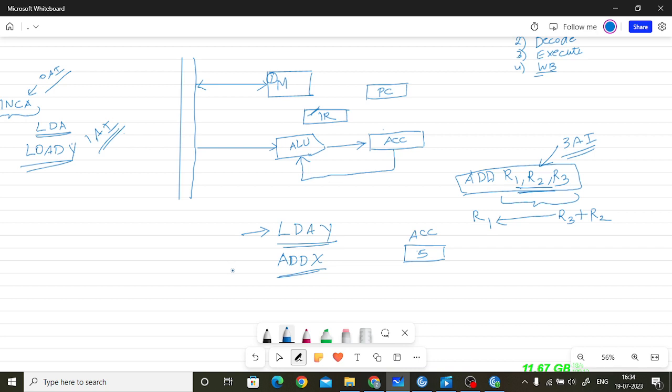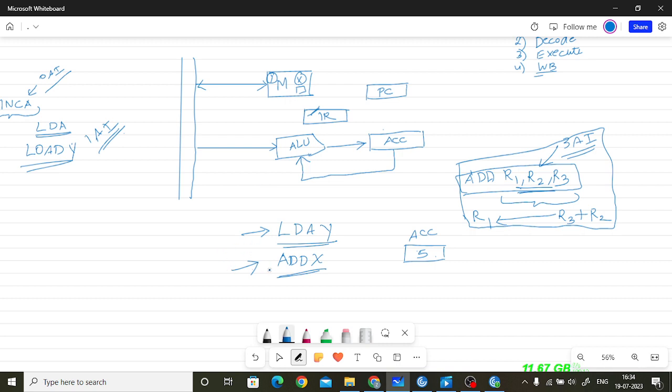after that we have given ADD X. Okay, so after giving ADD X, there is some X location in the memory where some data is stored, so it will be added to the accumulator, and the result also will be saved back into the accumulator itself. Okay, so this three address instruction, we are going to perform in a single accumulator organization in 2 to 3 steps.